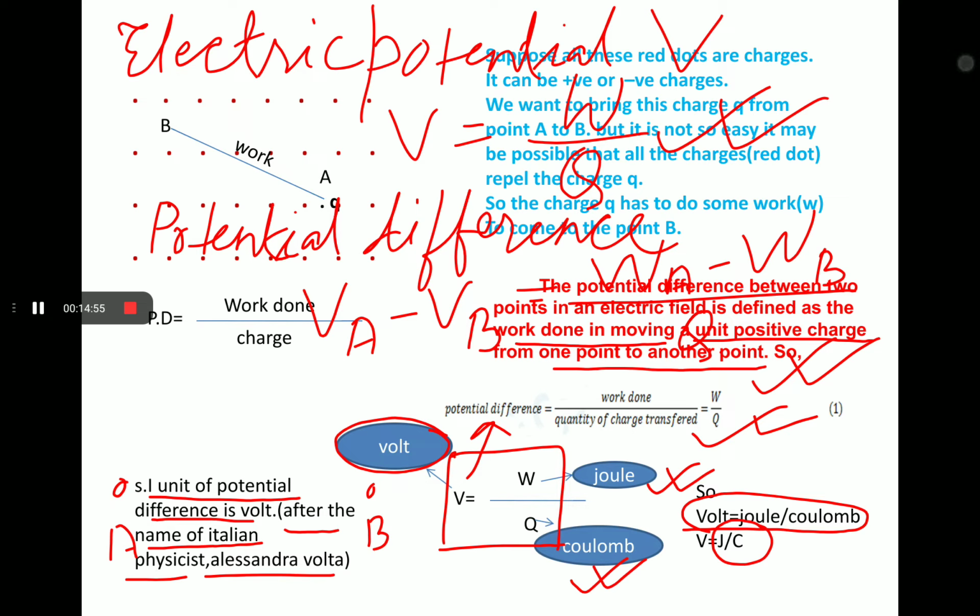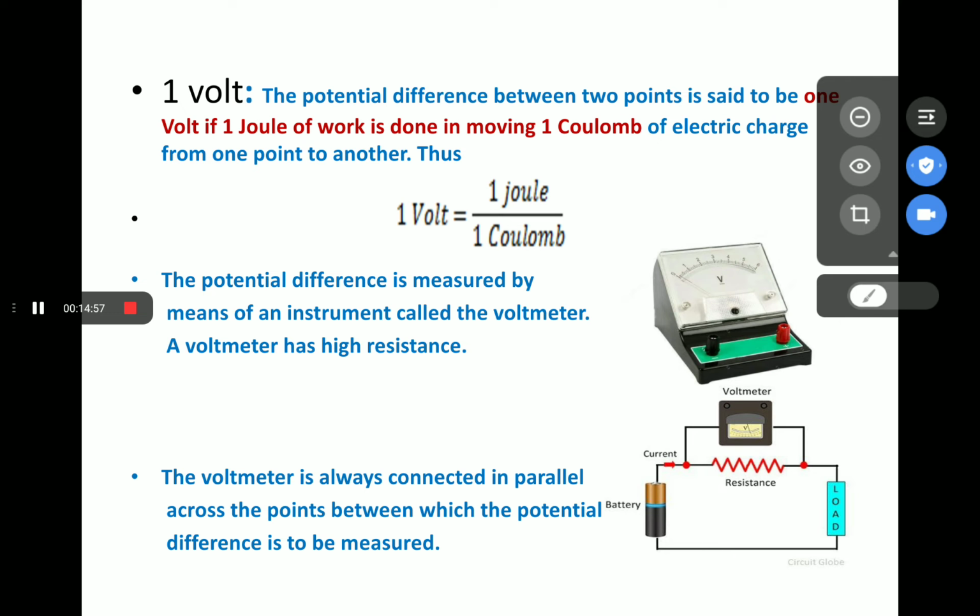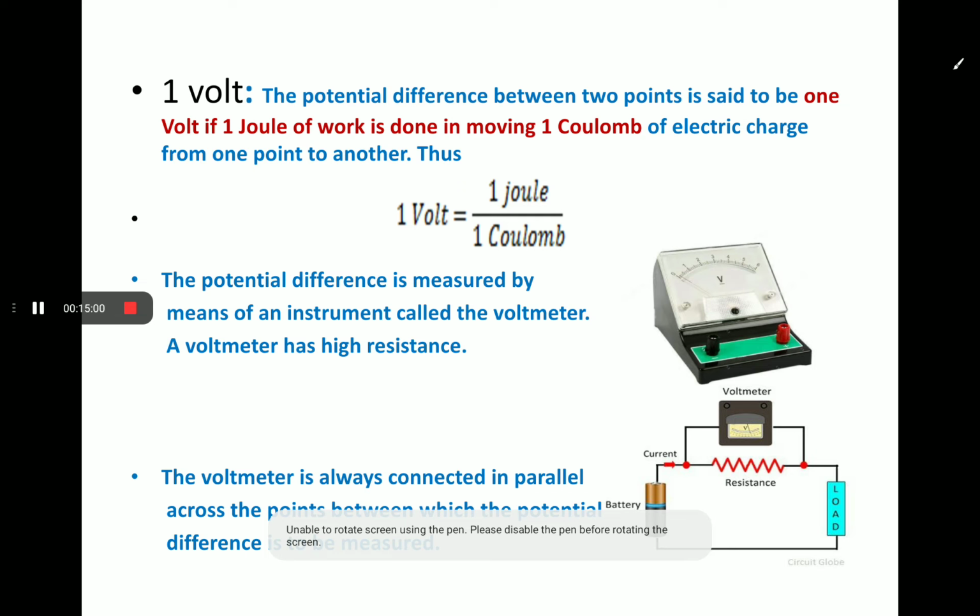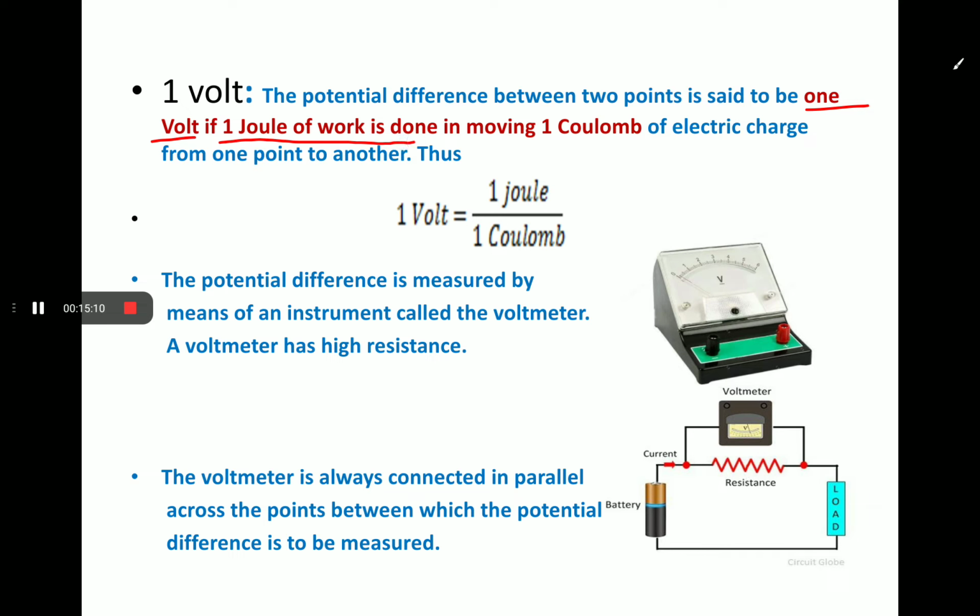Now, students, in the next slide, we have to study about 1 volt, or we have to define 1 volt. It is very simple, and 1 volt is defined as if 1 joule of work is done in moving 1 coulomb of electric charge from one point to another point. As you can see, it is also written here that 1 volt is equal to 1 joule by 1 coulomb.